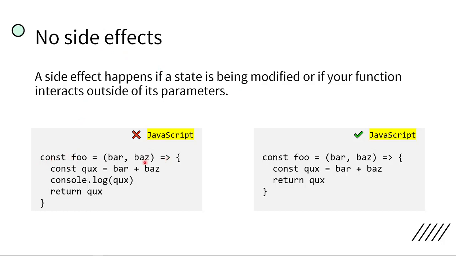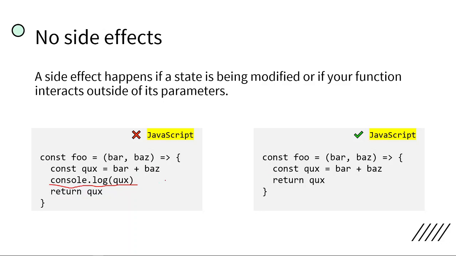Okay, so for example, in the code on the left, we have our function foo, and it's supposed to add bar and baz, and then return the result of the sum. However, as you can see, it did something else. What else did it do? It printed to the standard output. That's what we call a side effect. So your function should, as much as possible, have no side effects.